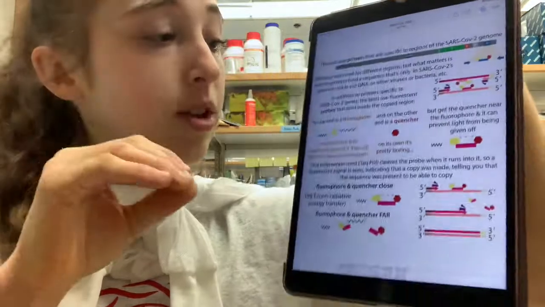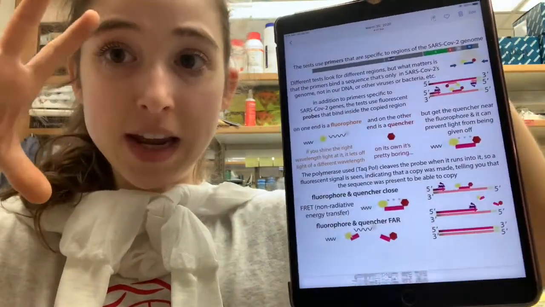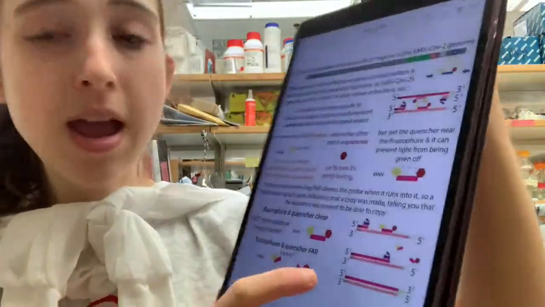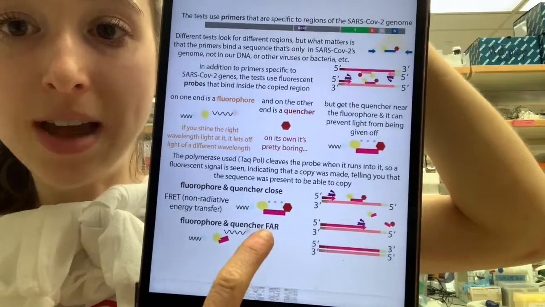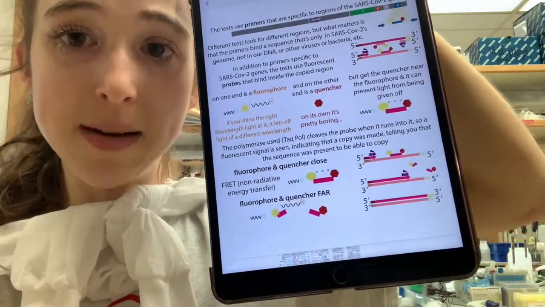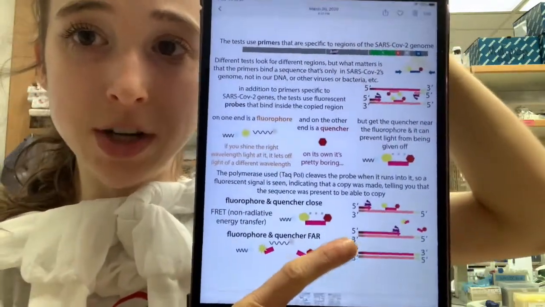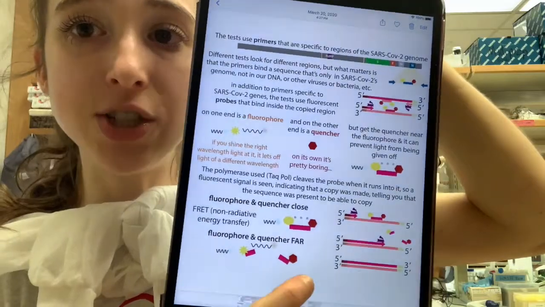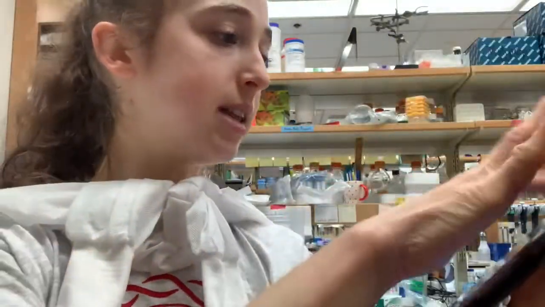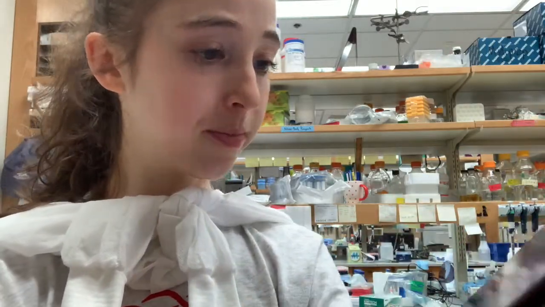And so when they're far apart, the fluorophore can shine, and you can detect it with your detector on your RT-PCR machine. And so each time that you make a copy, the DNA polymerase is going to plow through the quencher and chew it up, and that's going to separate the fluorophore and the quencher. And so each time you make a copy of the region, you're going to see an increase in light. And this increase in light is going to correspond to the number of copies.